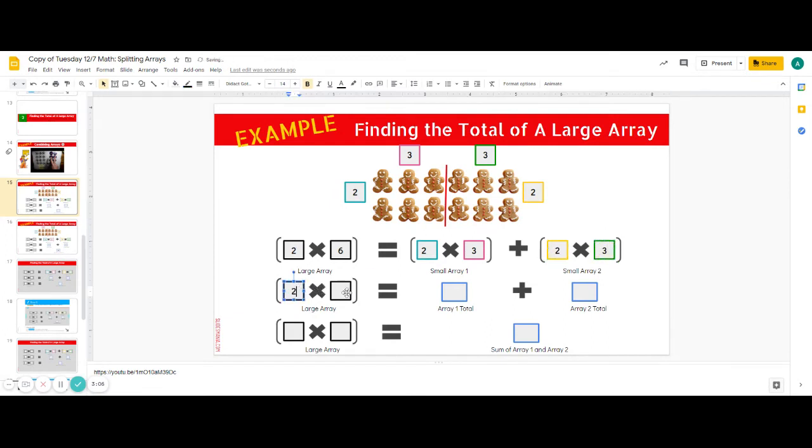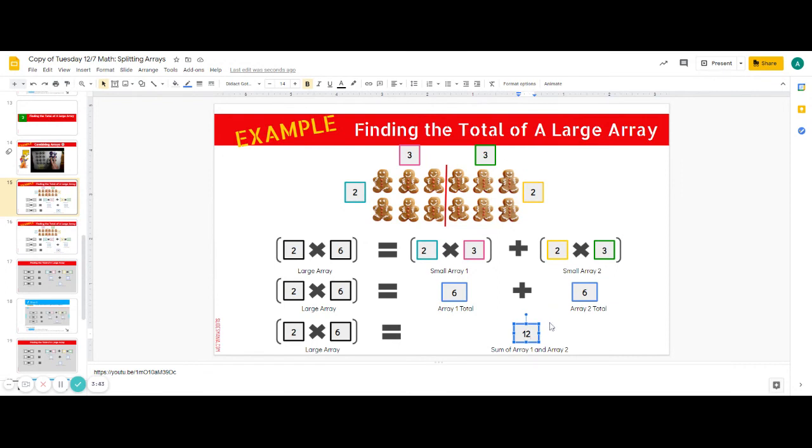The large array 2 times 6 is equal to 2 times 3 means double 3. That's an easy multiplication fact. It's 6 without even using a strategy. And I don't have to use another strategy to figure out my second array because it's exactly the same array as the first one, 6. So my large array, 2 times 6, has to equal 12. Double the 6's.